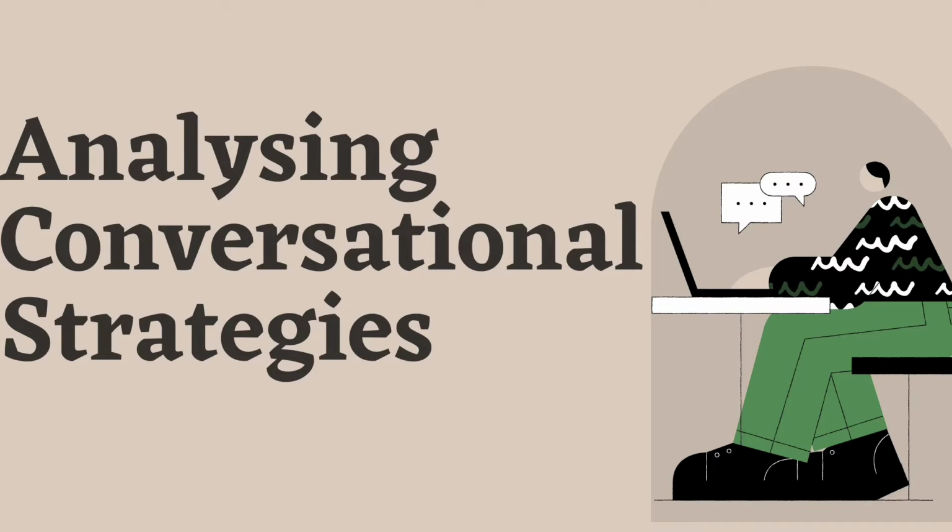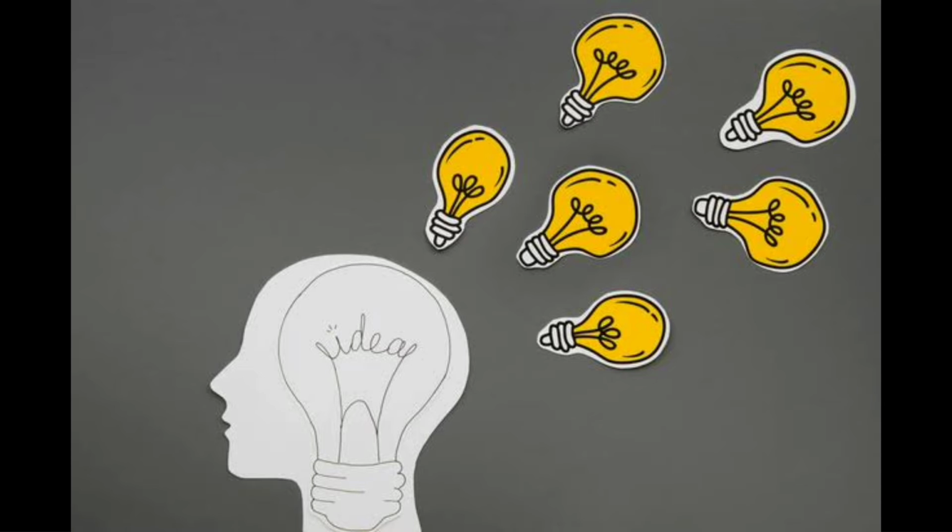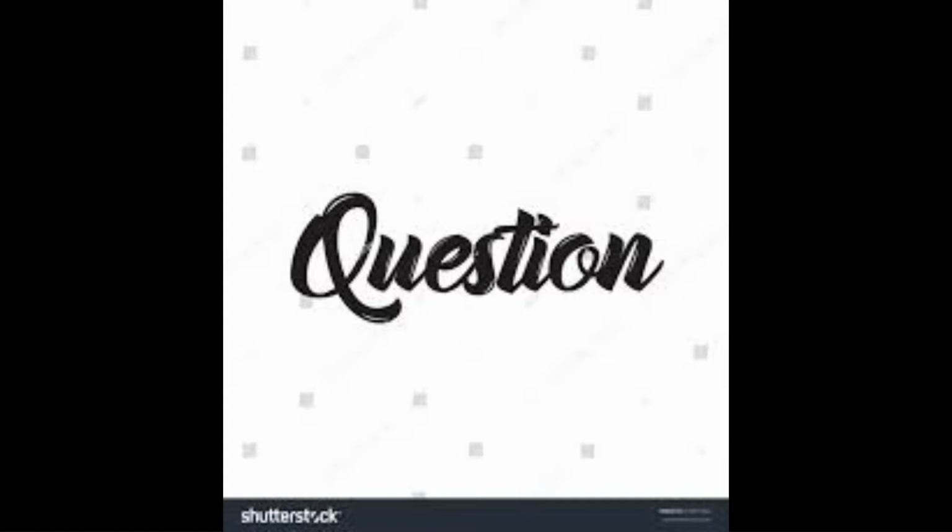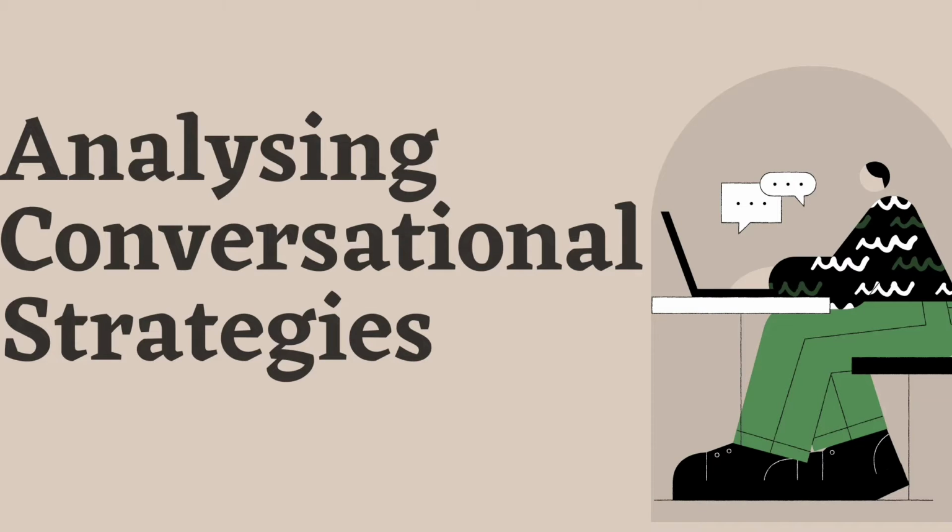Our topic for today is analyzing conversational strategy. To start, we prepared a short game for all of you in order to have some ideas about the topic. This game consists of only two questions. The answers are already provided. All you do is unjumble the words in order to identify the answers.